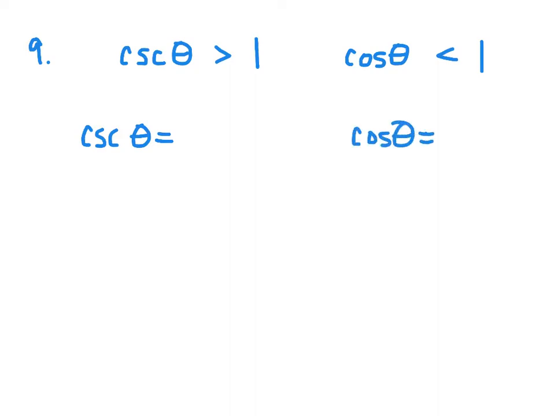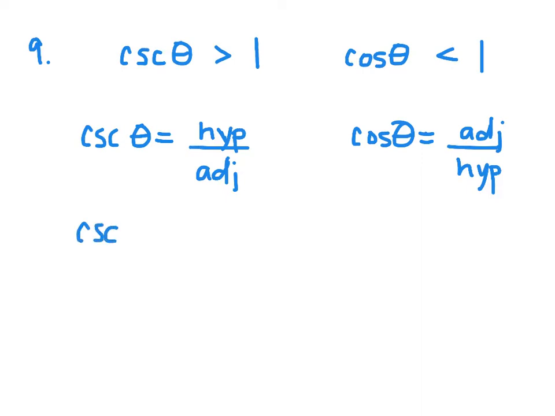We know that cos theta from SOHCAHTOA is adjacent over hypotenuse. Okay, and we know that cosecant theta is its reciprocal, which is hypotenuse over adjacent. So, why does cosecant theta have to be bigger than 1? Well, cosecant theta has to be bigger than 1 because the hypotenuse, this number at the top, has to be a bigger number than this number at the bottom.